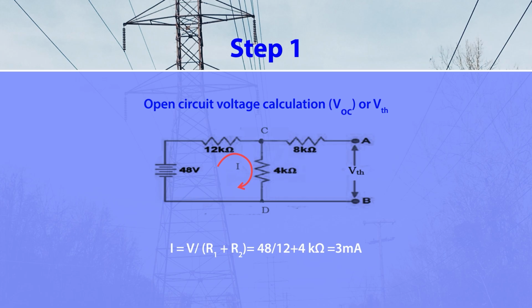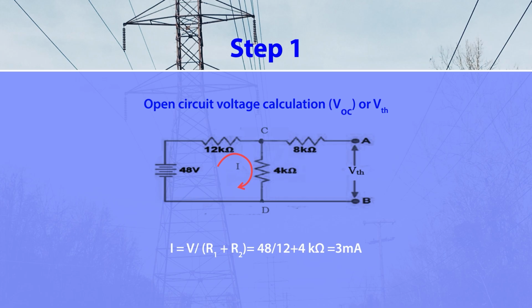So that current I can be calculated as V upon R1 plus R2, where R1 is 12 kilo ohm and R2 is 4 kilo ohm. Just put in the value of the voltage and these two resistances R1 and R2. The voltage V is 48 and the resistances are 12 and 4. After solving, you will get the current flowing through the 4 kilo ohm resistance, or branch CD, equal to 3 milliampere.